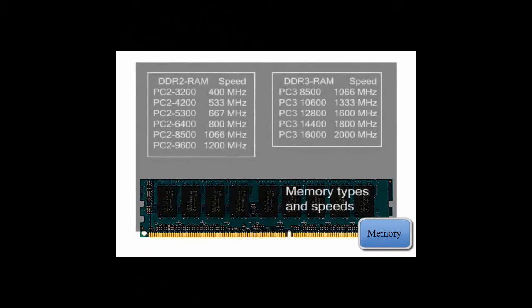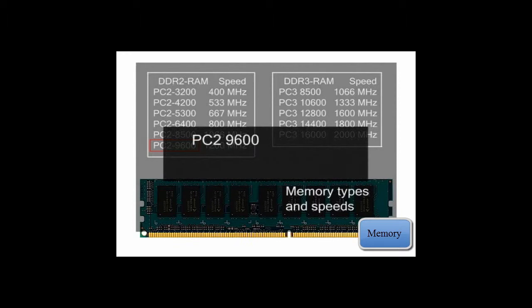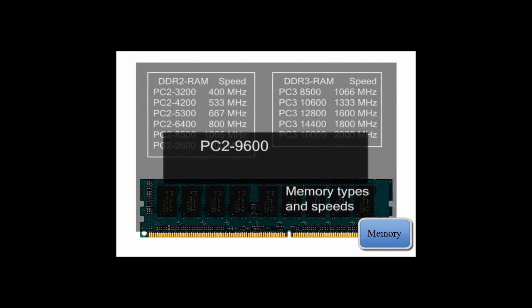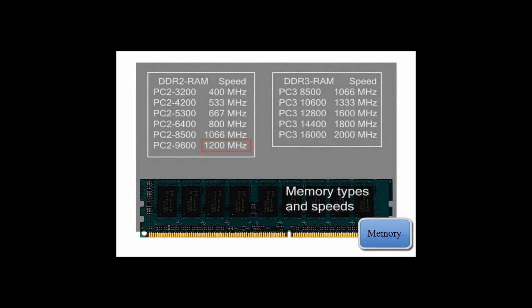Here's a breakdown of RAM types, their common names, and the speeds they run at. With both DDR2 and DDR3, the name refers to the bandwidth the memory has. So PC2 9600 can move 9600 megabytes of data per second. To convert from bandwidth to the speed of RAM, you either multiply or divide by 8. So if you want to find the speed of PC2 9600 RAM, divide by 8 and you get 1200, or 1200 megahertz, which is the actual speed of PC2 9600 DDR2 RAM.